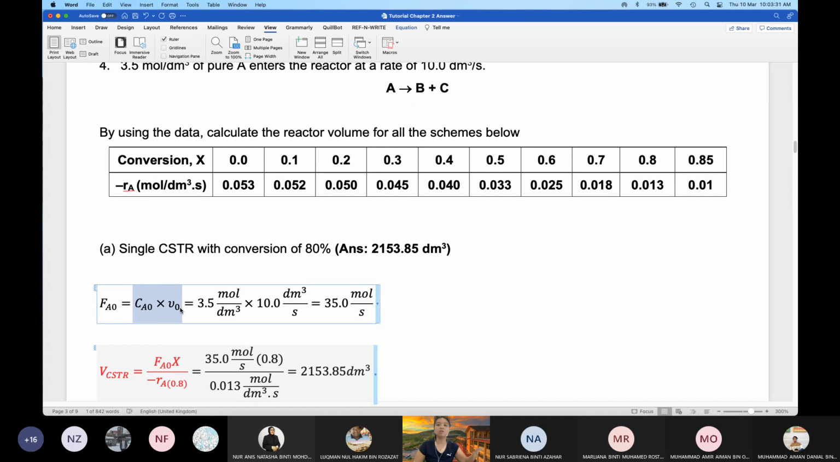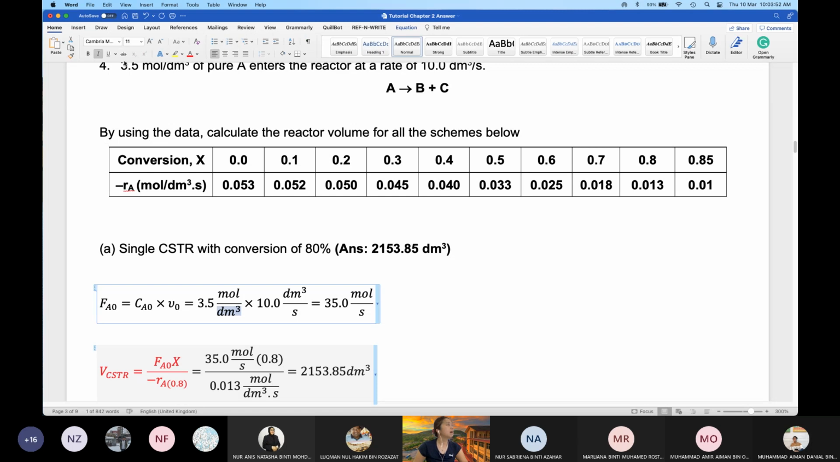But maybe you remember, it gives us CA0 and V0. There is a correlation between FA0, CA0 and V0, because FA0 is equal to CA0 multiplied by V0. So you multiply your CA0, 3.5 mole per dm cube, with your volumetric flow rate, 10 dm cube per second. If you multiply correctly, you can see that the unit of volume cancels. You know in math, top and bottom we can cancel. We are left with mole per second. So it is correct, mole per second, mole per time. So you have your FA0 first. FA0 is 35 mole per second.